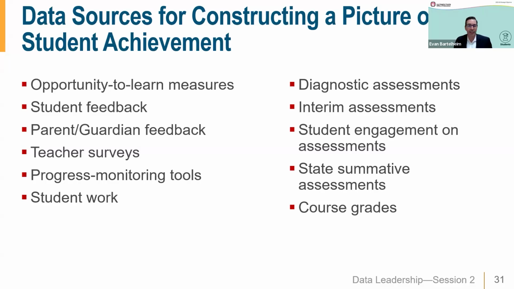So we also look at diagnostic assessments, interim assessments. I saw a lot of people use both of those, including the IABs, and then student engagement on assessments. There's state summative assessments, of course, and course grades. We look at the DF list. It's one of the first things we look to when working with secondary schools: can you share your DF rates with us? Because that's pretty compelling information, and it gives a lot of insights into where students are and what opportunities they're given to succeed.